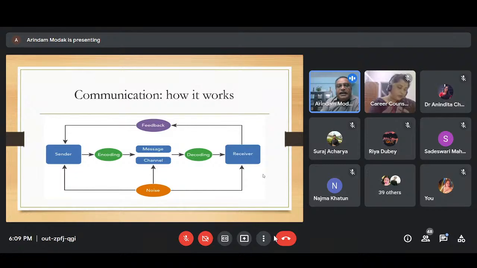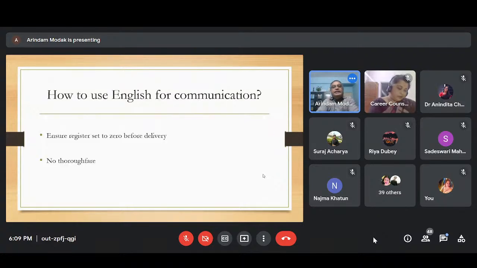So there can be verbal and non-verbal modes of communication, and there are 7 components in the process of communication. So you have to understand these components. Now the next thing that I come to is how to use English for communication. So I will first cite these 2 examples. You are familiar with these 2 sentences, most of you, I think.